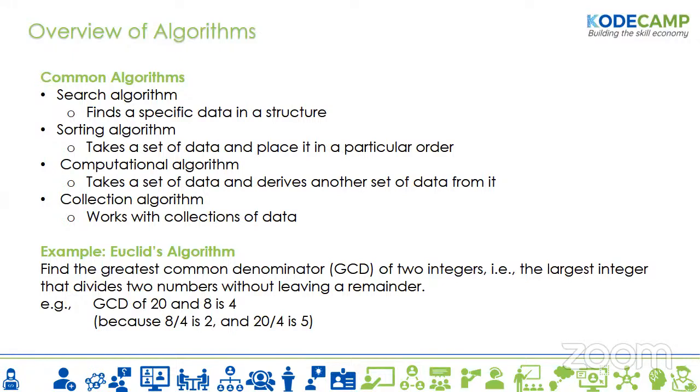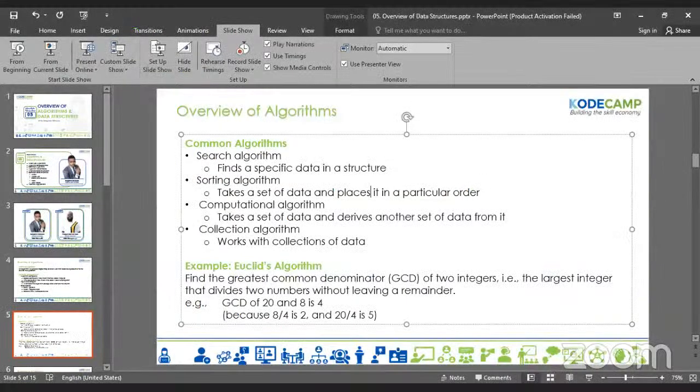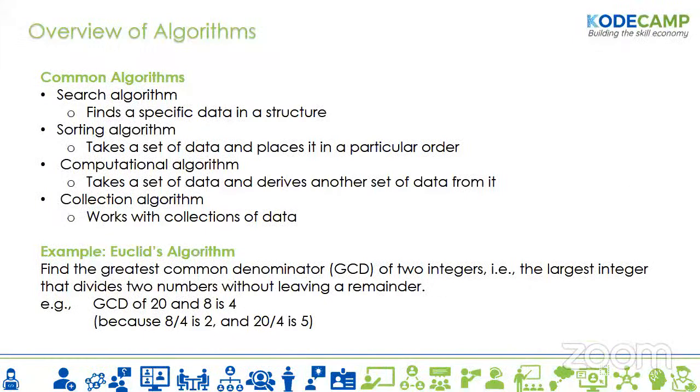Then we have the sorting algorithm. In a sorting algorithm, this is taking a set of data and it places them in a particular order. I don't know what's happening to my spelling today. So it takes a set of data and places it in a particular order. So that is a sorting algorithm. The order could be according to the time, or it could be sorted by alphabetical order. So there are different ways that it could be sorted depending on your own choice.